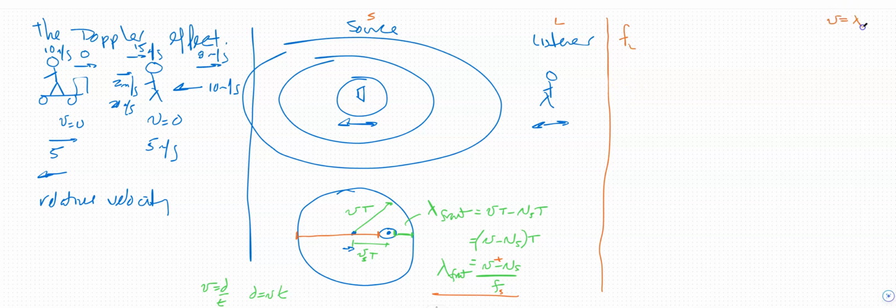Remember that velocity is lambda f, so any frequency is speed of sound over lambda. So the frequency the listener receives is the speed of sound over the wavelength the listener receives. But that depends on where you are. Is the listener in front of the source? Is the listener behind the source? So instead of lambda listener, I'm going to put all this: V plus or minus the speed of the source, over the frequency of the source. This is the frequency the listener detects when the source is moving.